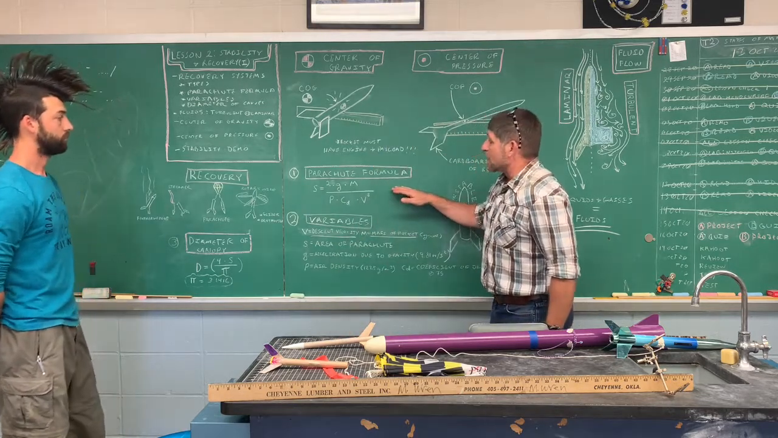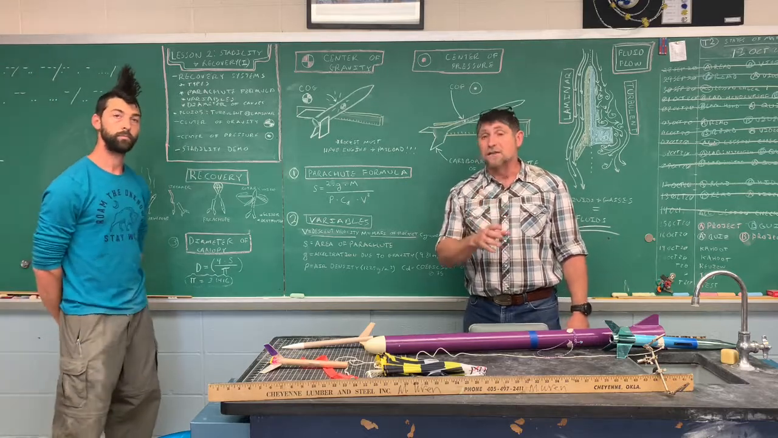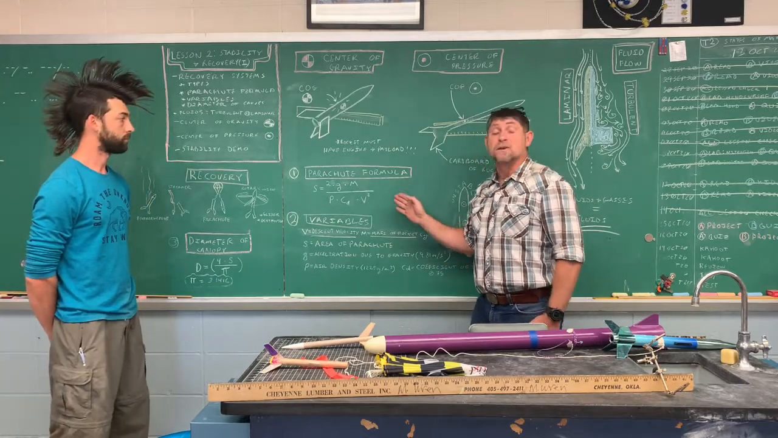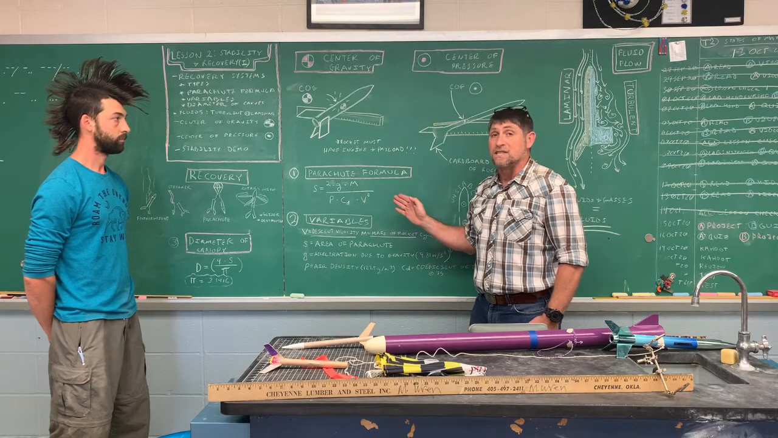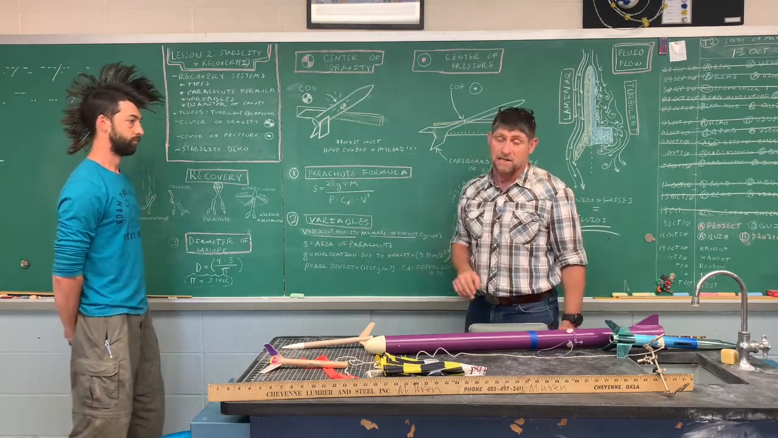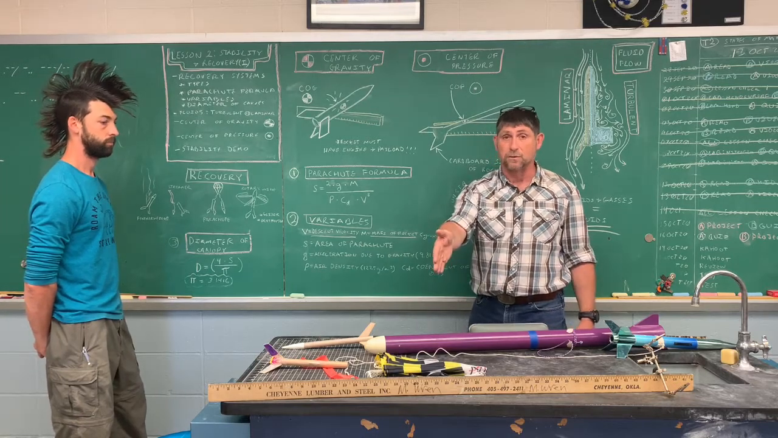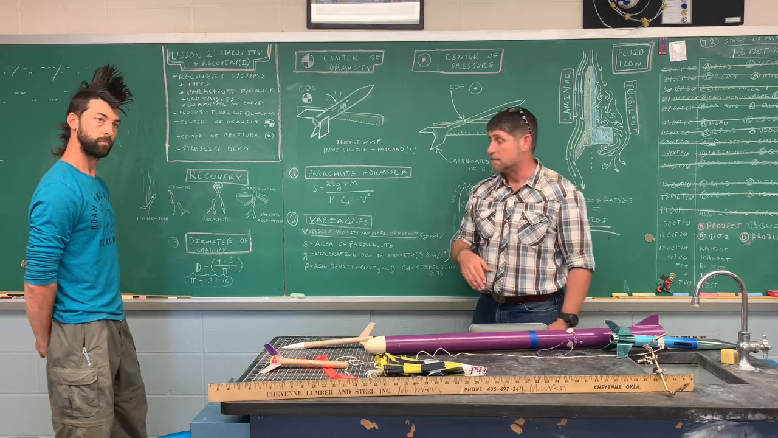The next thing we'll be covering is our parachute formula. For right now, for this lesson, we will not be using it. We're simply introducing it so you understand what it looks like and what some of the variables we'll be discussing are. We will be using this in later lessons, especially when we design and construct our parachute.